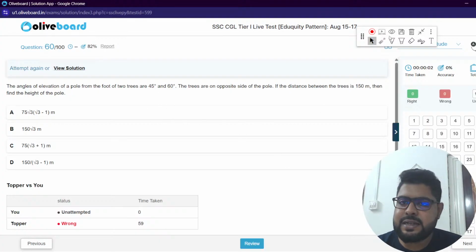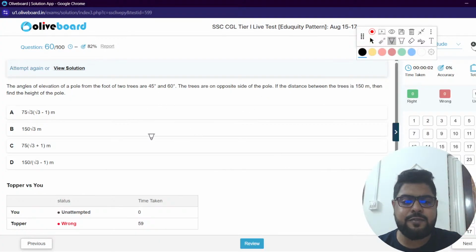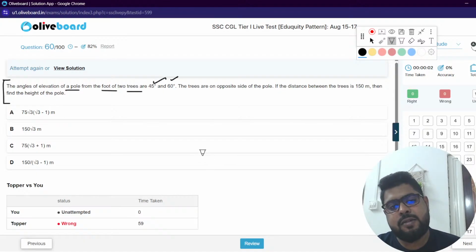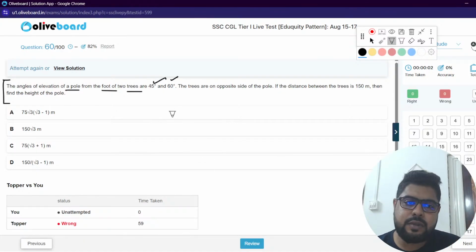Next one, sir. Chalo. We have taken a lot of time for this. Let's do this. The angle of elevation of a pole from the foot of two trees. Foot of two trees of a pole.